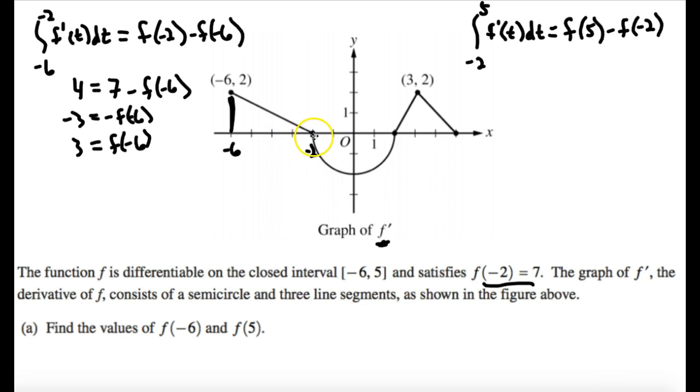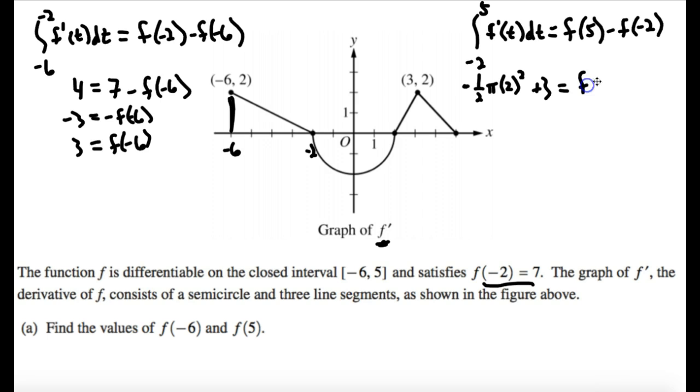So this semicircle would be 1/2 times pi times the radius of 2 squared. But if I'm starting at -2 and going this way, this area will be negative. So this will be a negative area. And now this triangle, we've got a base of 1, 2, 3 and a height of 2. So 1/2 times 3 times 2 would be 3.